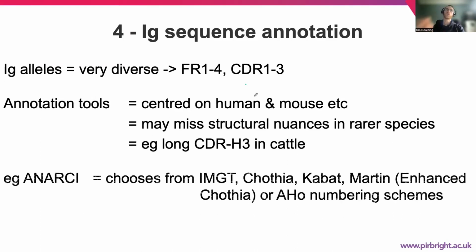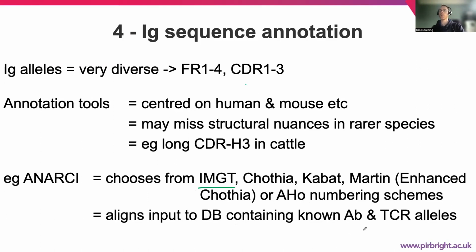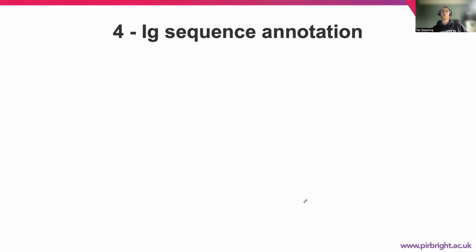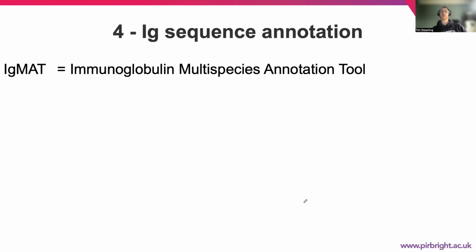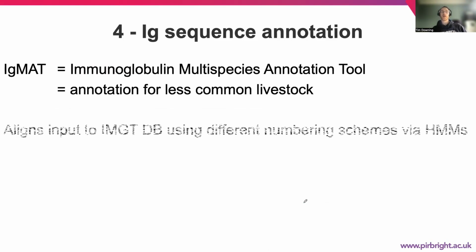IgMAT, which is based on the ANARCI tool, which uses data primacy from the IMGT numbering scheme. And this uses existing known antibody and TCR alleles, as well as a curated antibody germline set as well. So IgMAT stands for immunoglobulin multi-species annotation tool. It uses hidden Markov models to look at this sort of data.